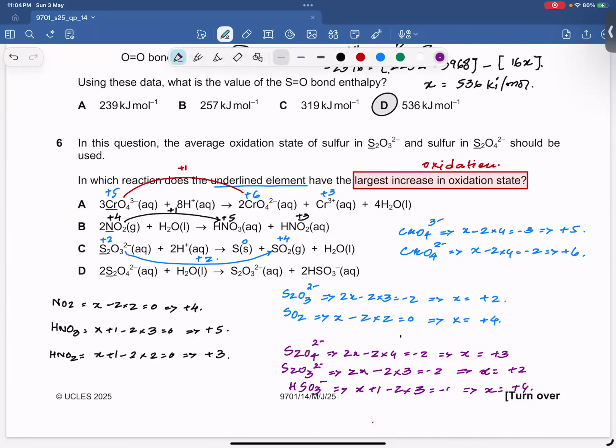So here we have an oxidation state of +3. Here we have an oxidation state of +2. And here we have an oxidation state of +4. So I'm looking for the increase in oxidation state. So this is going to be the increase in oxidation state, and +3 to +4 means the increase in oxidation state is +1. So the highest or the biggest increase in oxidation state exists in option C, and therefore C is going to be the right answer. That's a very long question.